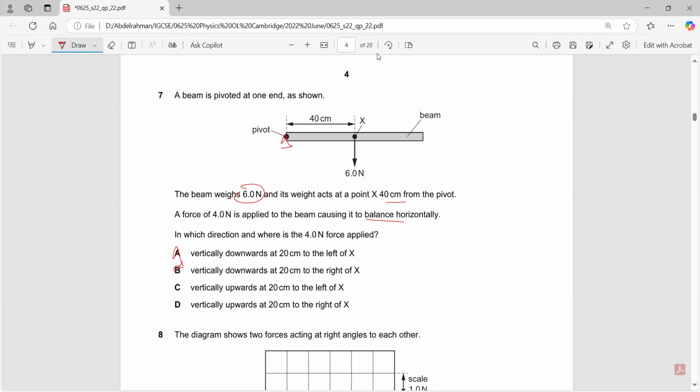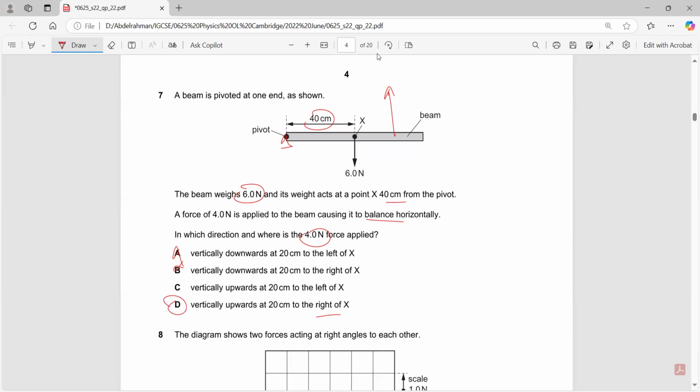Should it be to the left or to the right of the pivot? You can use the equation: moment equals force times perpendicular distance. Or you can just say, if I have a large force, which is 6 newtons, and another smaller force, which is 4 newtons, then for a smaller force you need a larger distance to balance out. When you decrease the force, you need to increase the distance. So basically, it's an upward force at a distance greater than 40 centimeters, which would be to the right of x.